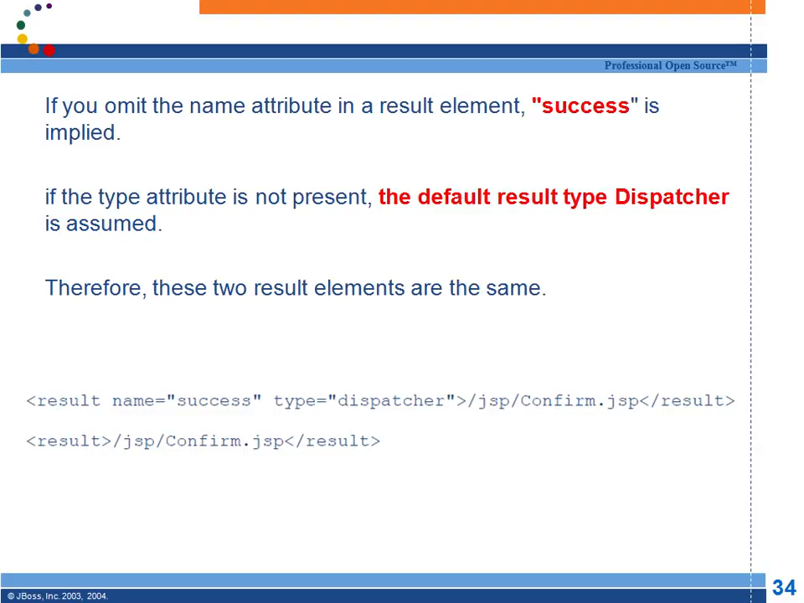If you omit the name attribute in the result element, success is implied, as I already told. If the type attribute is not present, the default result type is dispatcher. So therefore both are the same. Just writing a result tag like this is equal to writing it with the default name success and default type dispatcher.